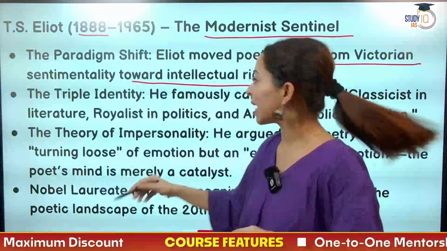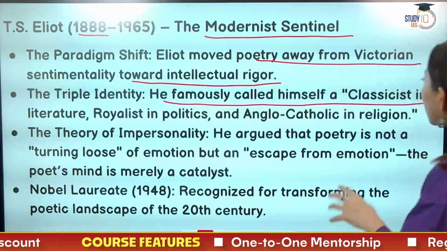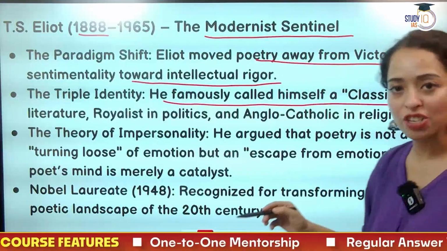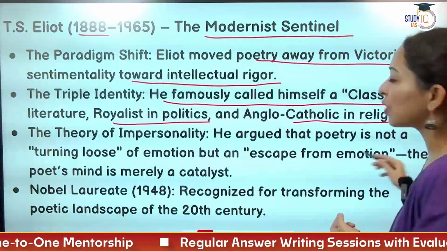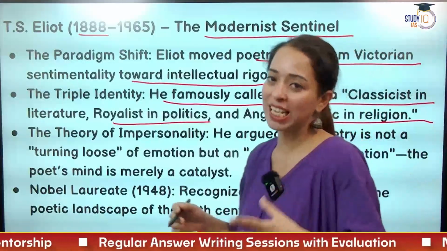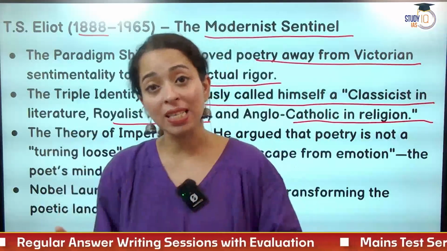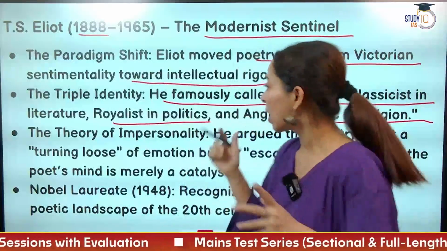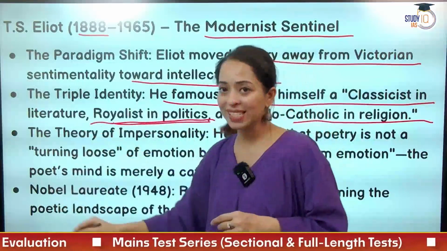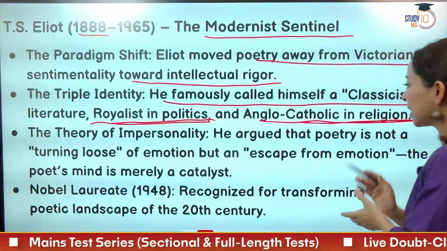The triple identity. He famously called himself a classicist in literature, royalist in politics, and Anglo-Catholic in religion. वो अपने आप को इस तरह से बोलता था, classicist in literature, क्योंकि इसके पास classical learning बहुत ही, all of that classical learning reflected in his work. Of course, he was a royalist in politics and definitely an Anglo-Catholic in religion.